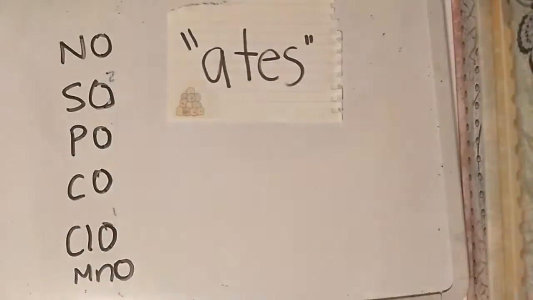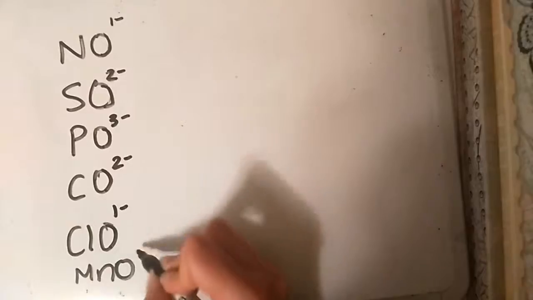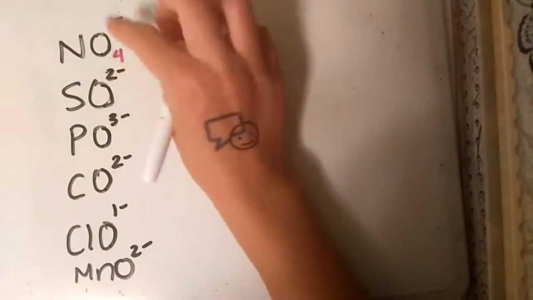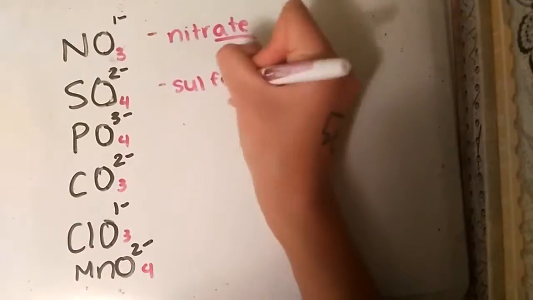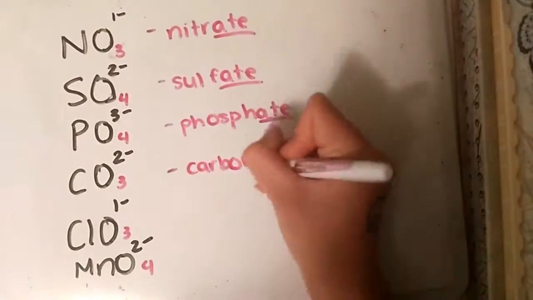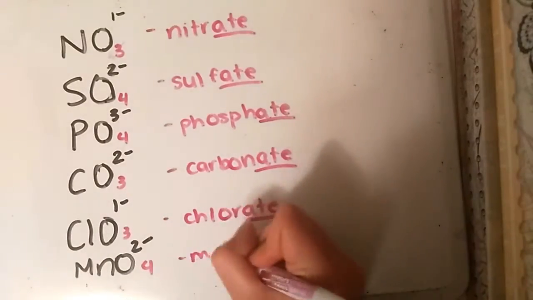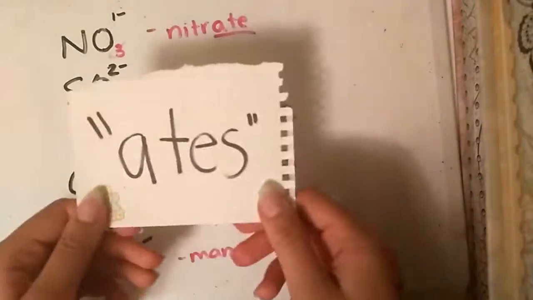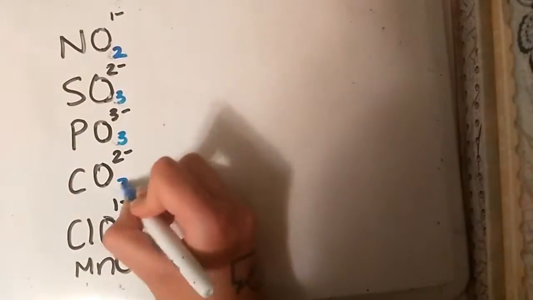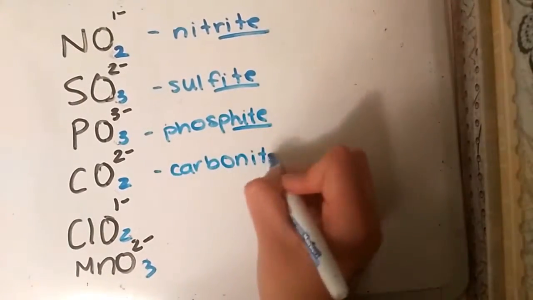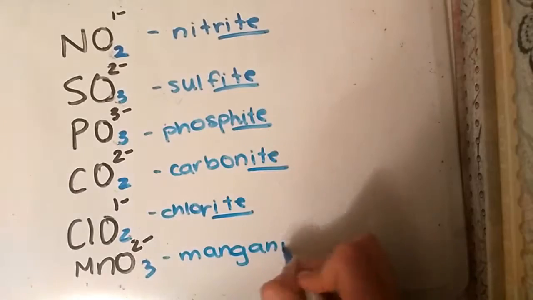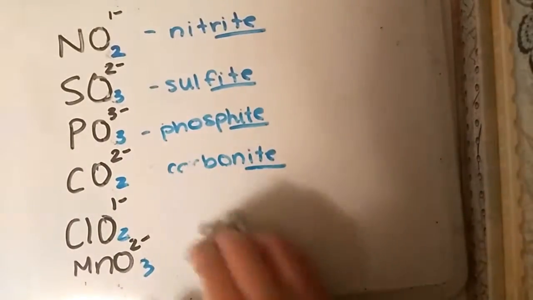So now time to go over the review. Which ones are the ates and which ones are the ites? The charges remain the same for both of them. For the ates, the pattern is 3, 4, 4, 3, 3, 4. So that's nitrate, sulfate, phosphate, carbonate, chlorate, and manganate. These are the ates. What about the ites? The pattern is 2, 3, 3, 2, 2, 3. So it's nitrite, sulfite, phosphite, carbonite, chlorite, and manganite. These are the ites.